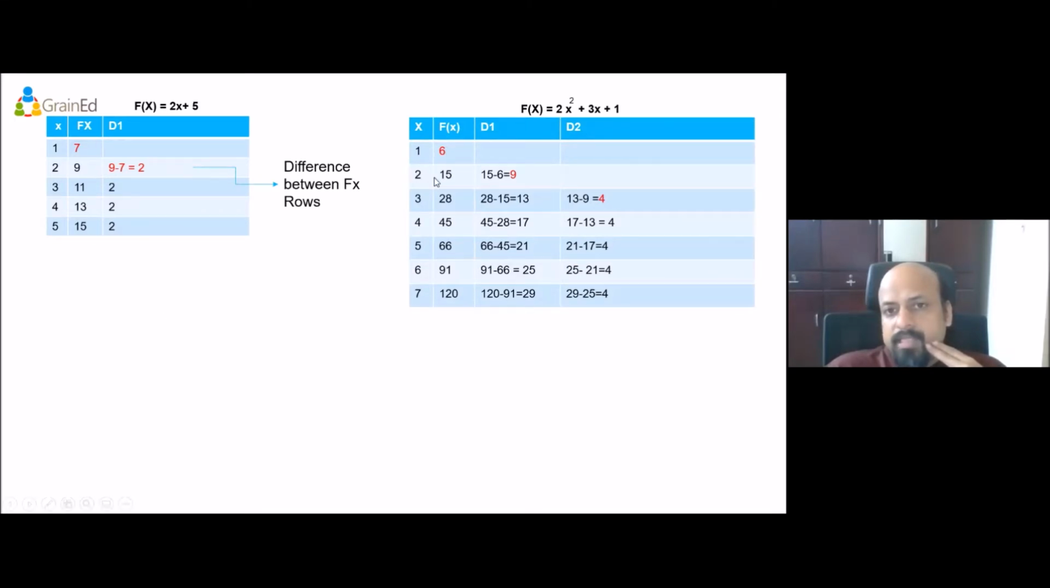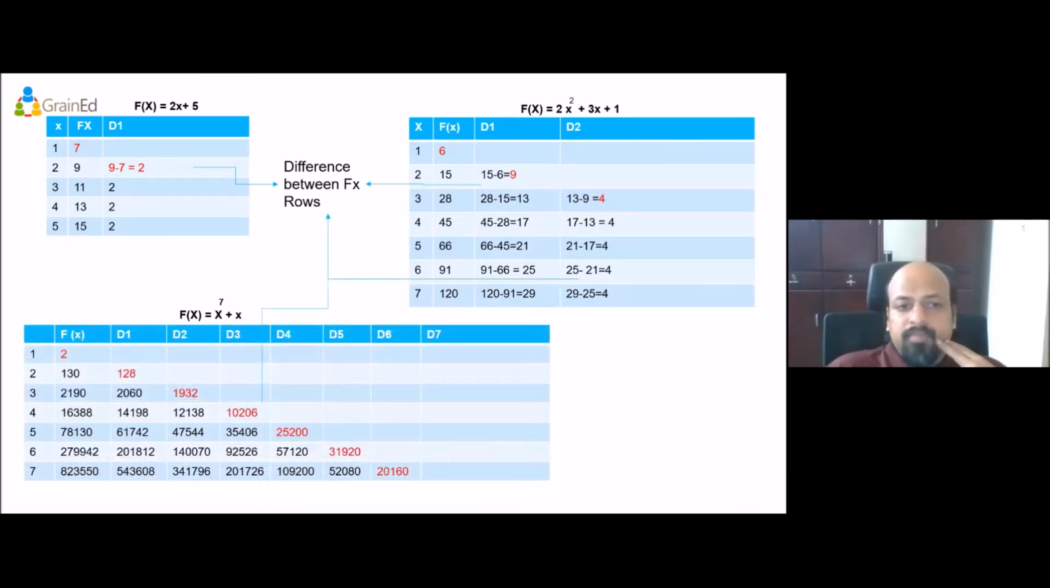Have you observed that? Can you make that observation? So 15 minus 6 is 9, 28 minus 15 is 13, 45 minus 28 is 17. Here, to get d2, 13 minus 9 is 4, 17 minus 13 is 4, and so on. The final differential is all the same, so we stop there. Up to x equal to 7 we have calculated, up to 120, the value is 120. And then if we take one more, x raised to 7 plus x, I'm saying this for a specific reason.